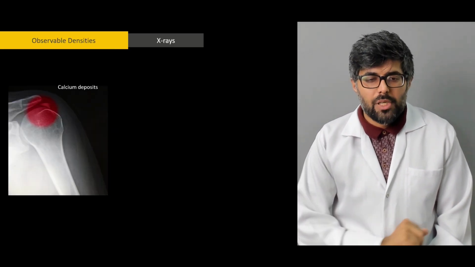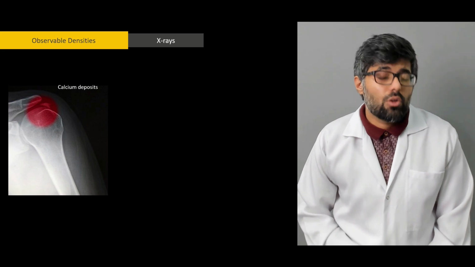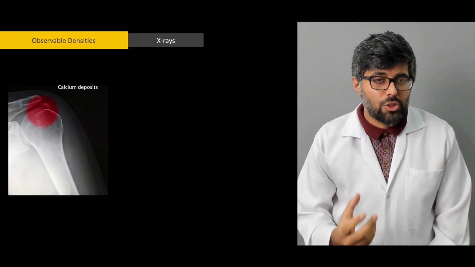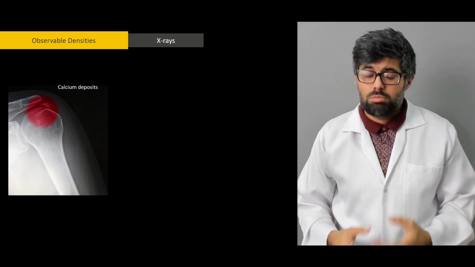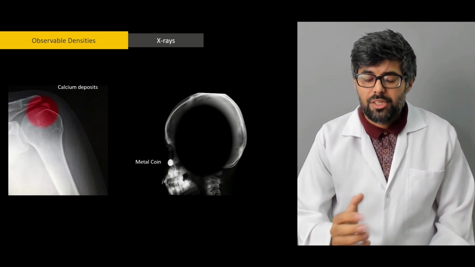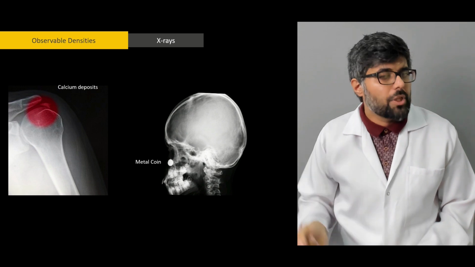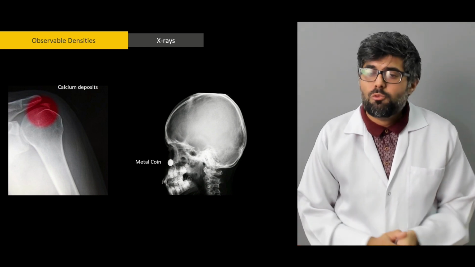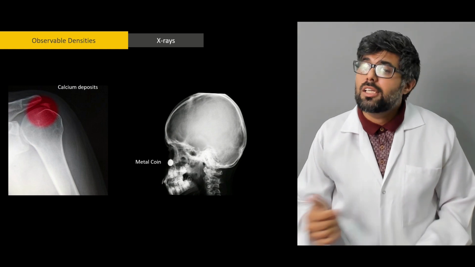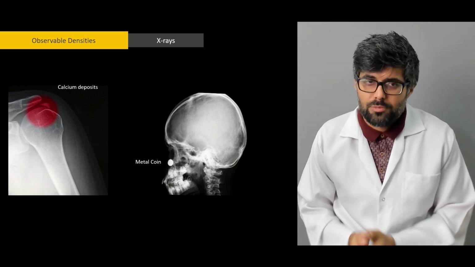Next, there is a fifth type of observable density. These densities are not natural. They are not usually present in our body, like calcium deposits. Calcium deposits completely absorb the X-ray, or they're radio-opaque. That's why they're shown white, but they're not natural. Or in this film, there's a metal coin in the nose of a child. That coin completely absorbs the X-ray. So we have a total of five observable densities. Four are natural, and one is not usually found, and when it is found, it is usually in unusual situations.